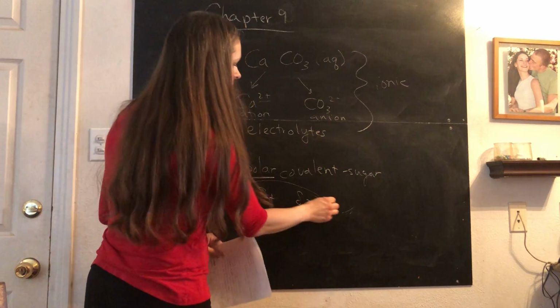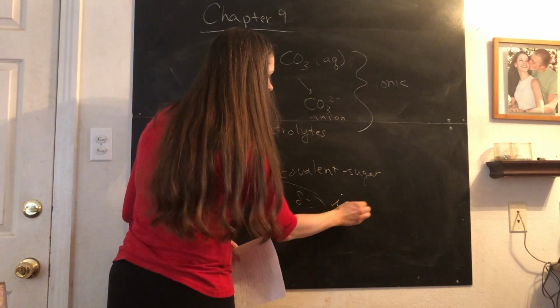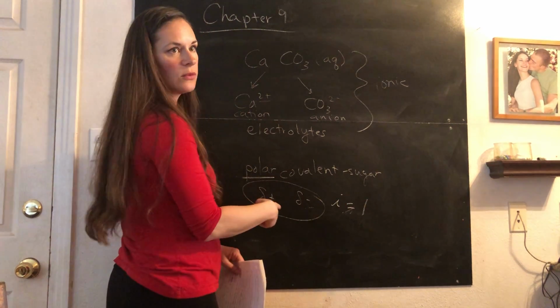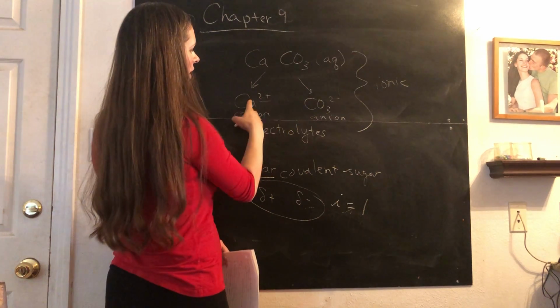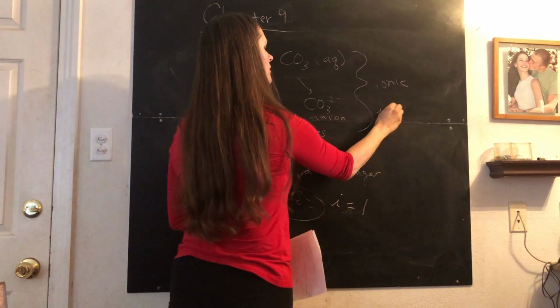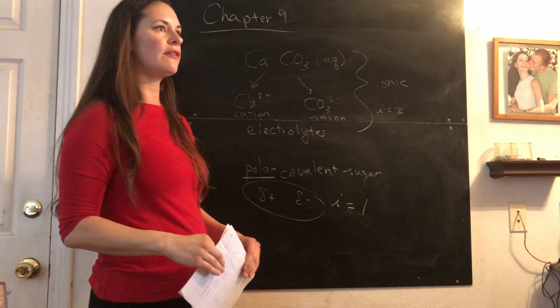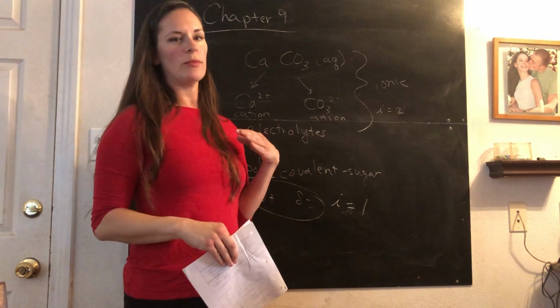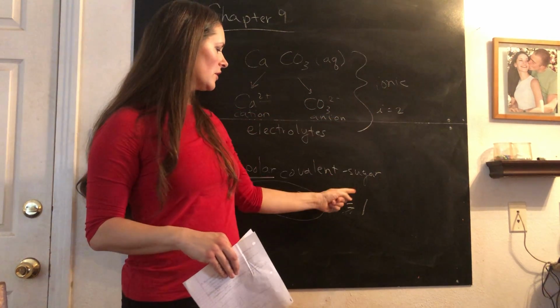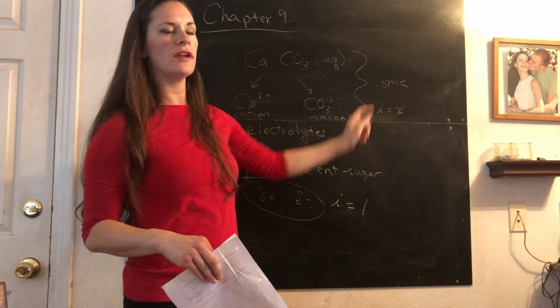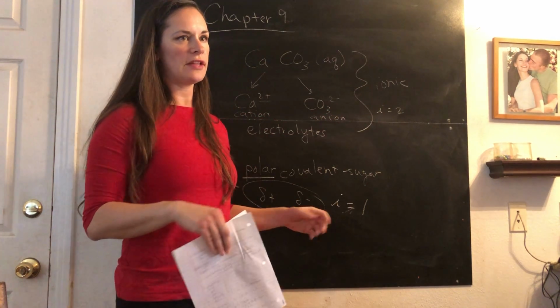So i, the number of ions in solution, would just be equal to 1 with sugar, whereas here we've got 2 ions, so i would be equal to 2. So if you're looking at freezing point depression or boiling point elevation, you're going to get more with an ionic compound than you will with a polar covalent compound.